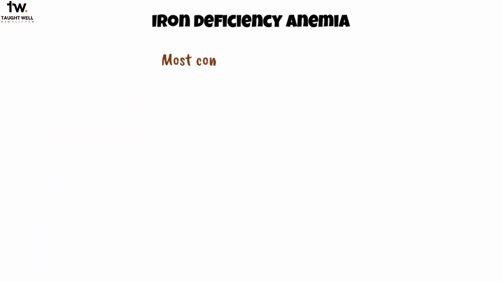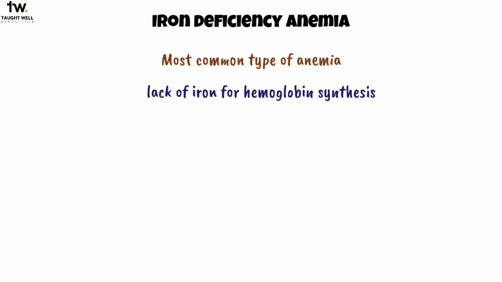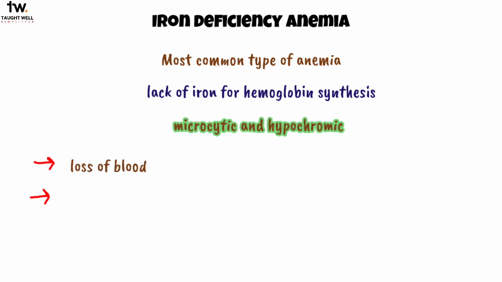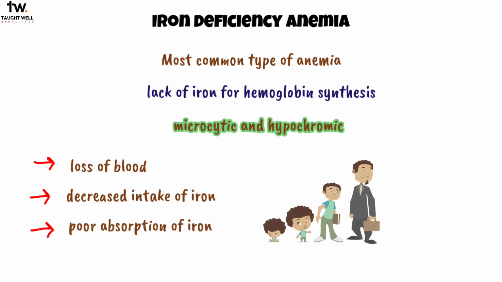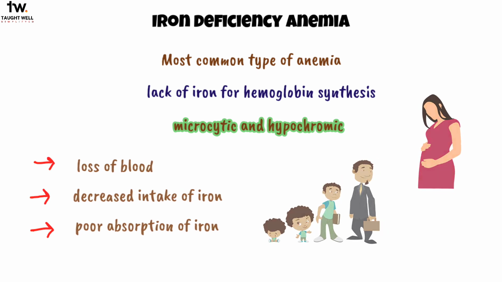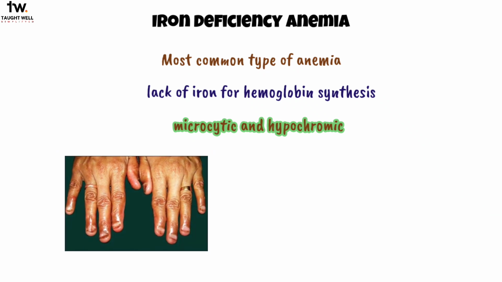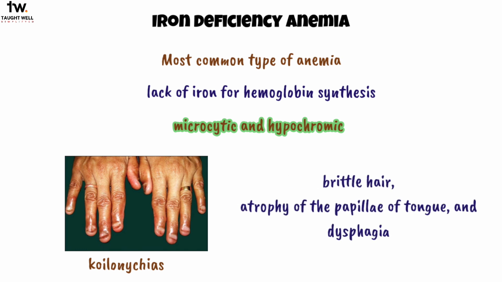Iron deficiency anemia is the most common type of anemia. It develops due to a lack of iron for hemoglobin synthesis. In this case, RBCs are microcytic and hypochromic. The main causes of iron deficiency anemia are loss of blood, decreased intake of iron, poor absorption of iron from the intestine, and increased demand for iron in conditions like growth and pregnancy. The important features of iron deficiency anemia are brittle nails, spoon-shaped nails, called as koilonychiasis, brittle hair, atrophy of the papilla of tongue, and dysphagia, that is, difficulty in swallowing.